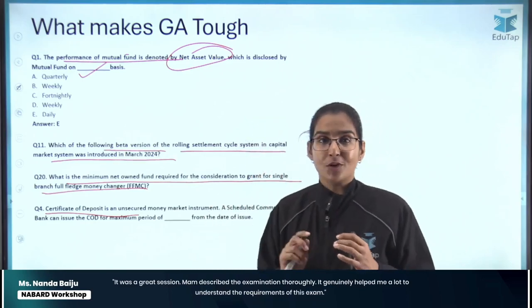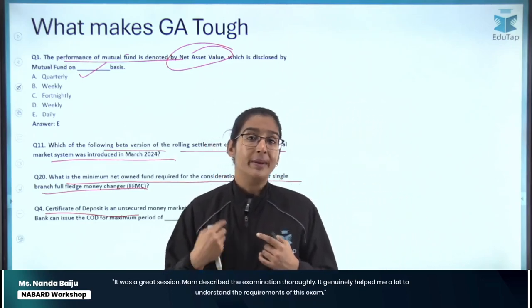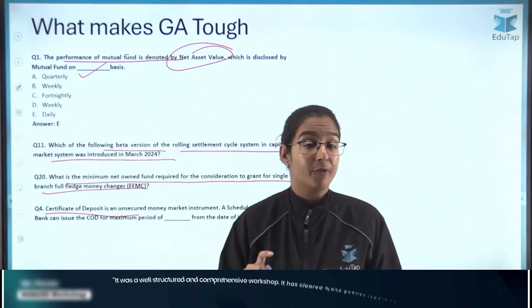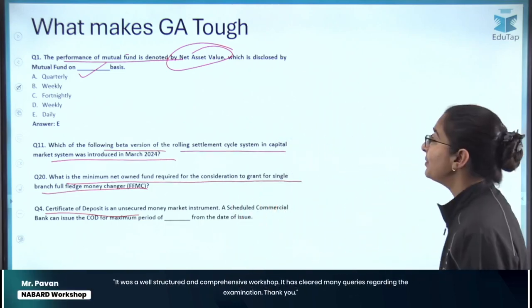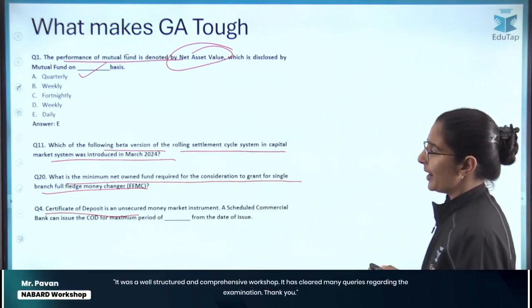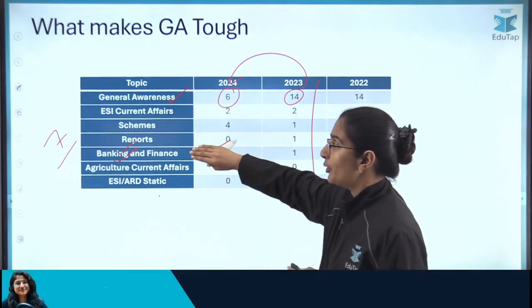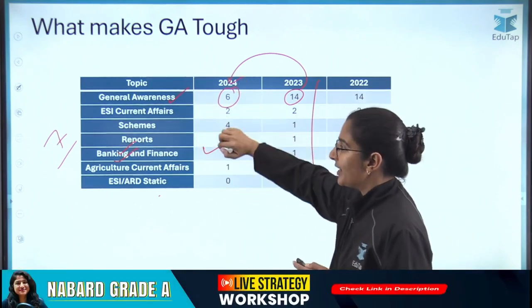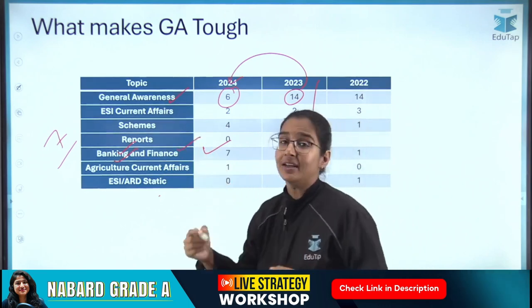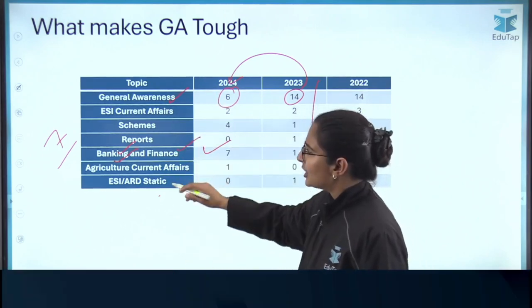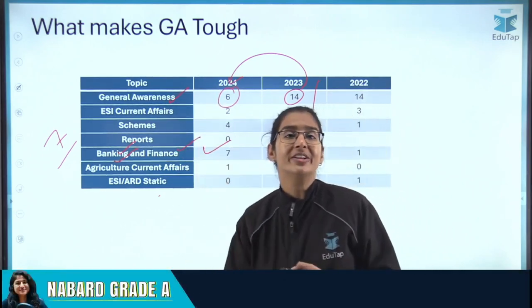Right, so this was the one element that made this exam and the GA section so tough. Now let us move towards another part. Here I have shown you so many different components which constitute the GA part. We have seen this component, why it was so tough. Let us see the other components also, and what was so tough in them.